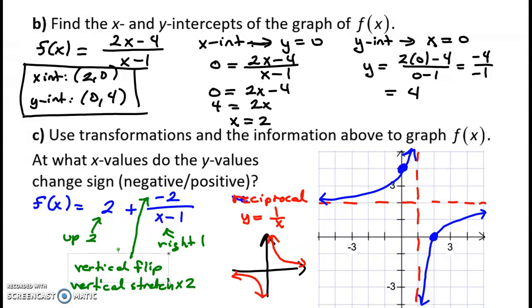Now this is a special type of graph feature called a discontinuity. If I were to trace over the graph and I traced over the left-hand portion, I would have to lift my pencil up to graph the right-hand portion of the graph.